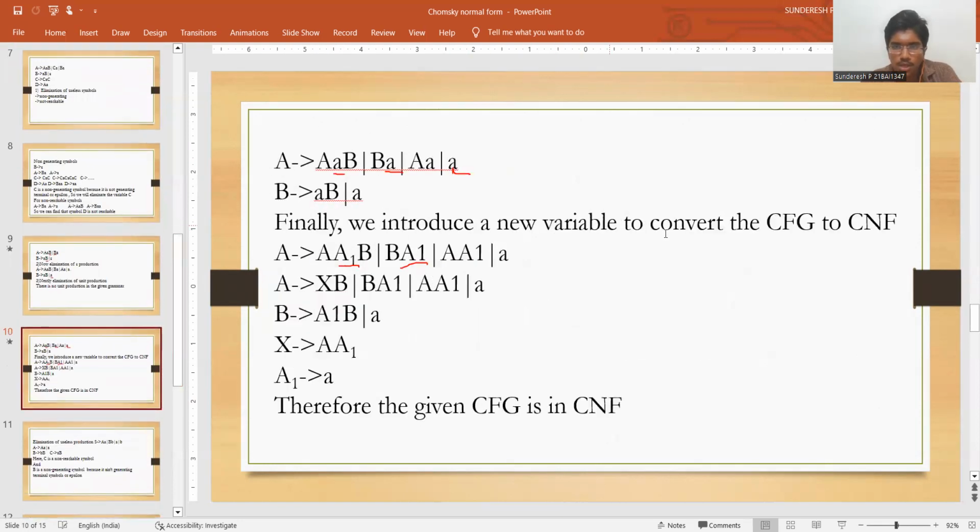That is, we introduce a new variable to convert the CFG to CNF. In this question, AA1 is replaced by X, and this terminal symbol A is replaced by A1 because the production length is 2, and A is not replaced because the production length is 1. And it doesn't matter if we replace the last two variables or the first two variables, but the final production should be of length 2 or should be generating a terminal symbol. Therefore, the CFG is in the CNF format.